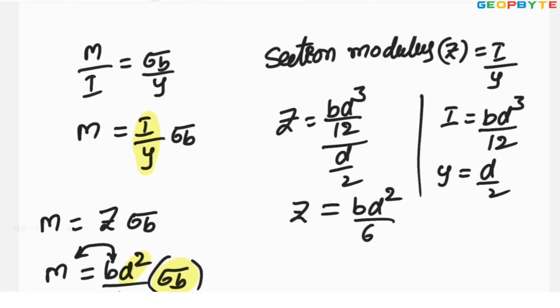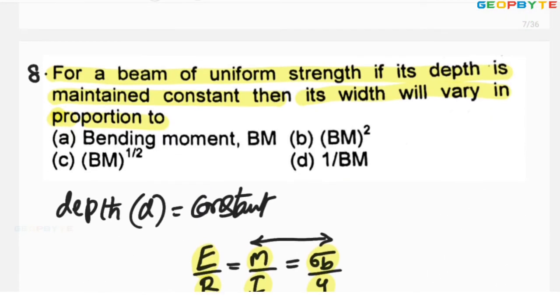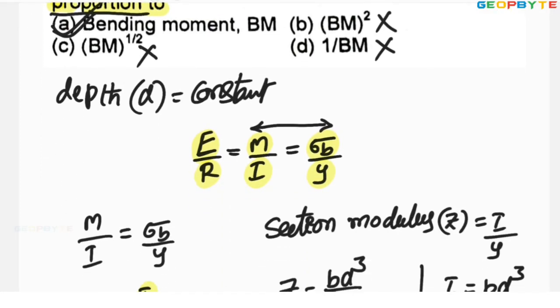Then let us go for the options. Breadth will vary in proportion to bending moment. Absolutely correct. Option A is absolutely correct. The other options are not correct. Therefore option A is absolutely correct. I hope you clearly understood. Let us go for the next problem.